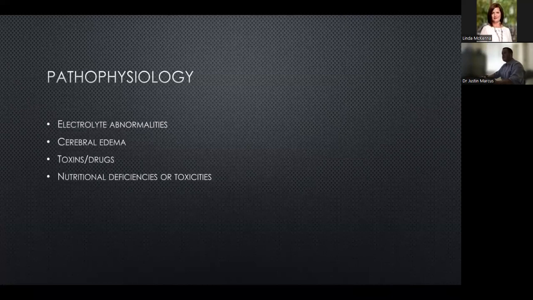Okay. In terms of the pathophysiology of a toxic metabolic encephalopathy, commonly there are abnormalities of electrolytes, commonly sodium, calcium, hypophosphatemia, cerebral edema from a variety of etiologies, including electrolyte imbalances, a multitude of toxins and drugs, and also nutritional deficiencies or toxicities. Commonly here, you might think of thiamine for Wernicke encephalopathy. Importantly, the whole point is that there is a disruption in the milieu of the extracellular fluids around the brain. The brain is really, really sensitive to these little disturbances.